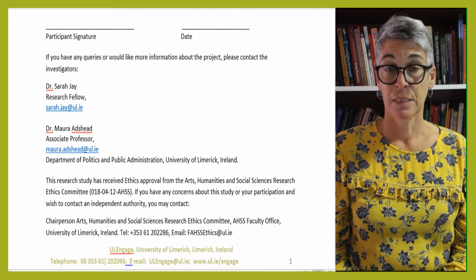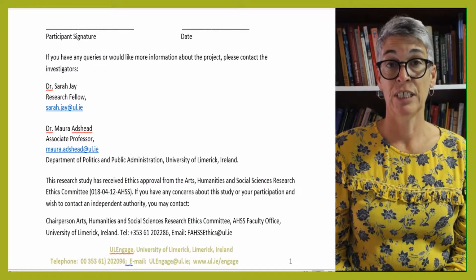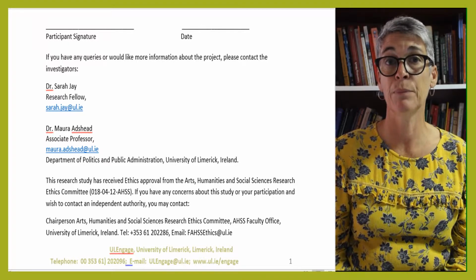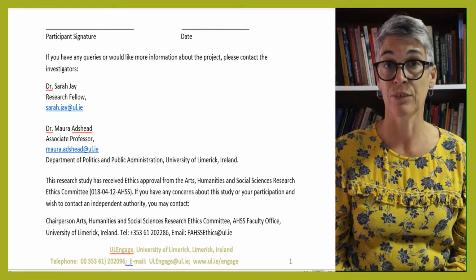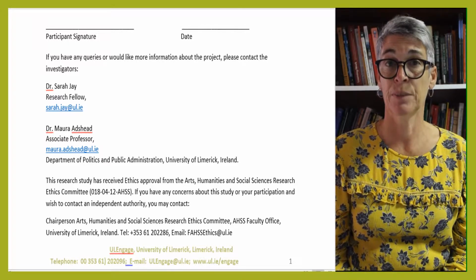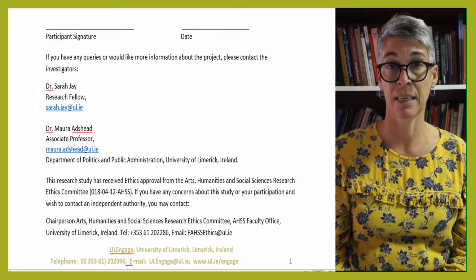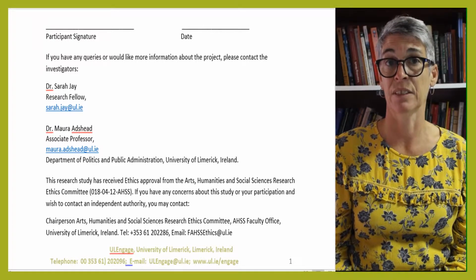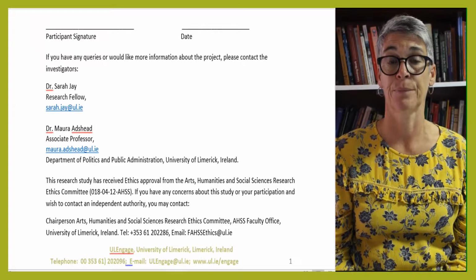So when participants understand the information sheet, they're then asked to sign the consent form, and I will keep the consent form separately from their data. If participants are under the age of 18, the information sheet must be taken home to their parents, and their parents give consent for them to take part in the study.